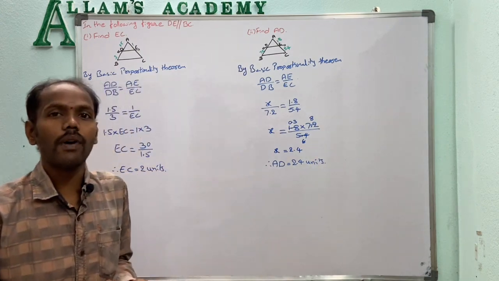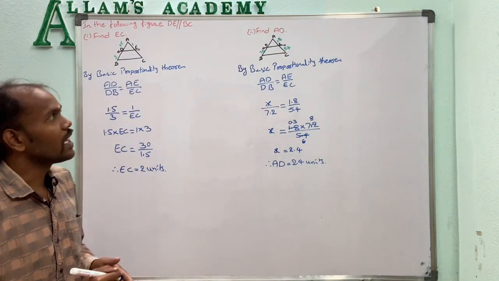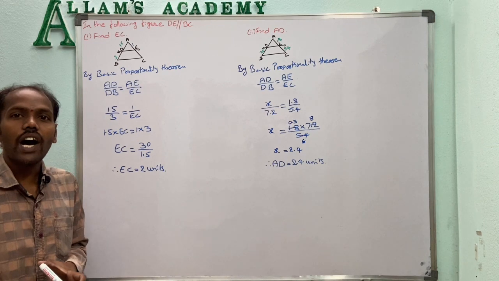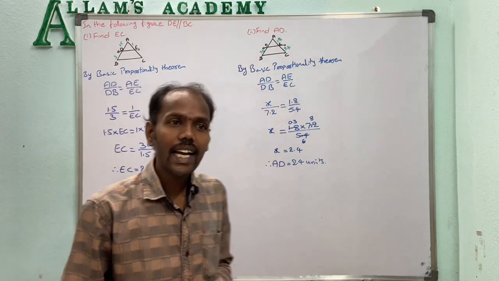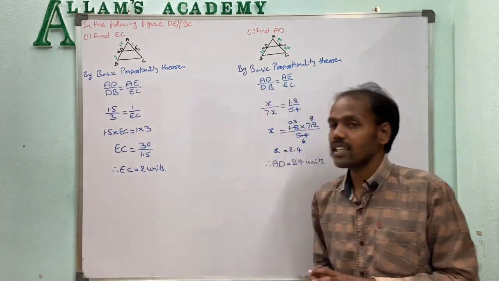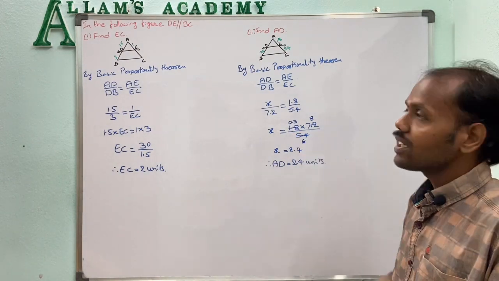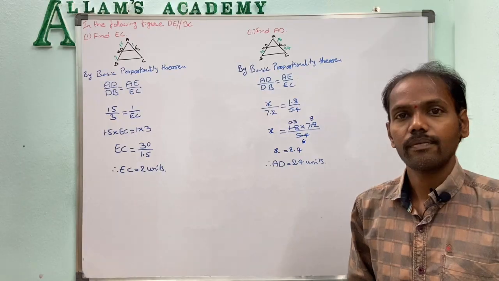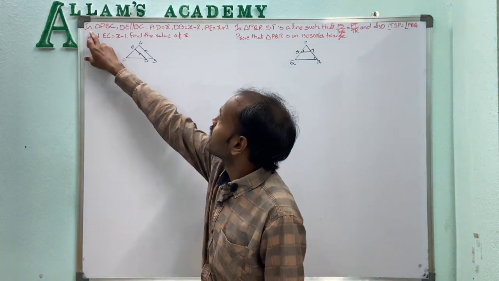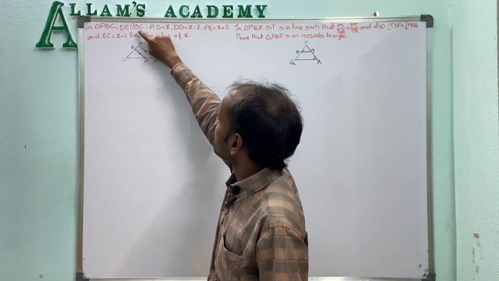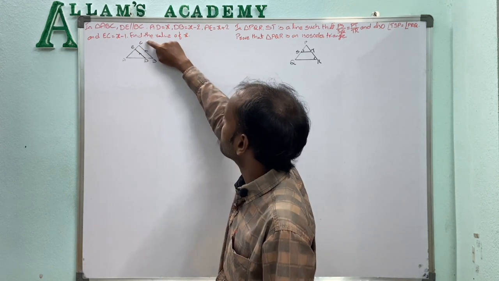So in this model, if any value in a triangle is not given, then by the basic proportionality theorem we can find the side. Here given a problem: in triangle ABC, DE is parallel to BC.